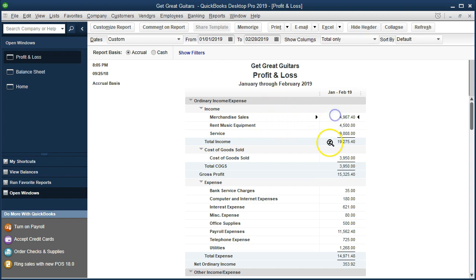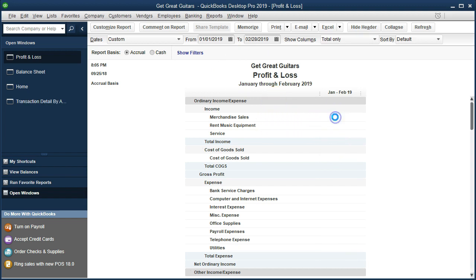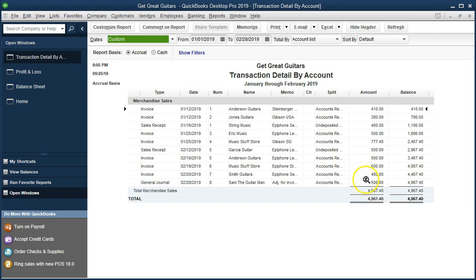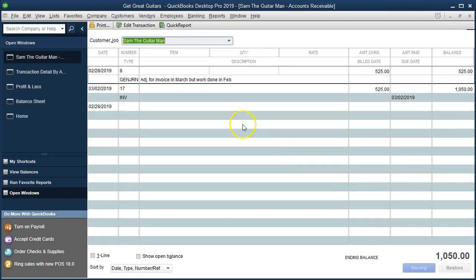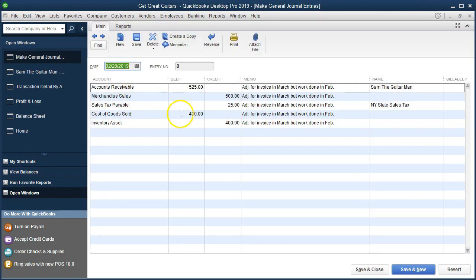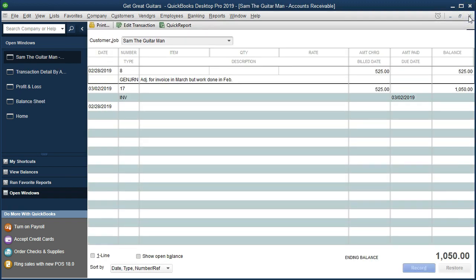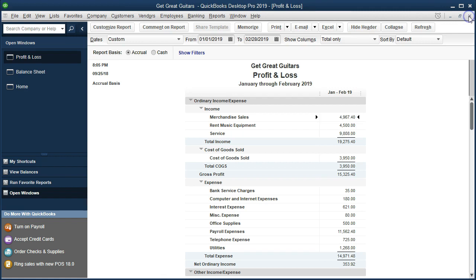So we have merchandise sales then, should have increased. So we're going to double click on that. And there's the 500 we pulled in. Again, it's a journal entry as opposed to an invoice or sales receipt, which is typically what we would see in here. And if we double click on that and double click on here, we get back to our journal entry. Closing this back out, closing this back out, closing this back out.